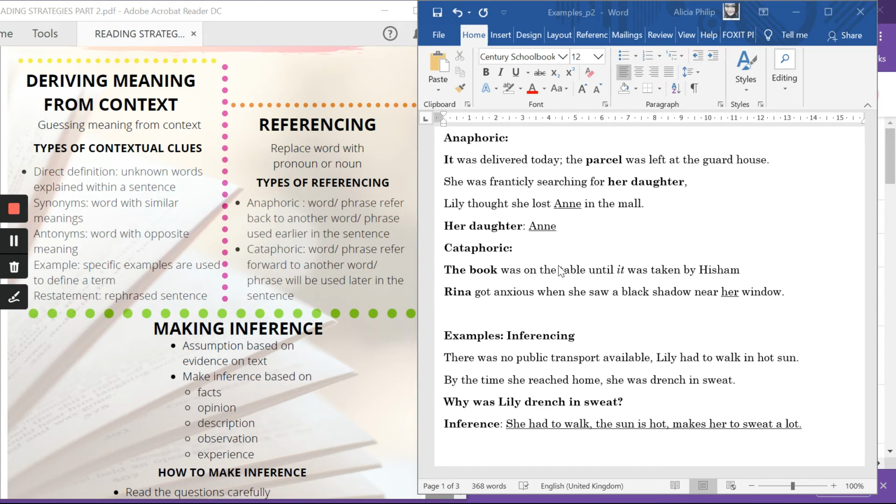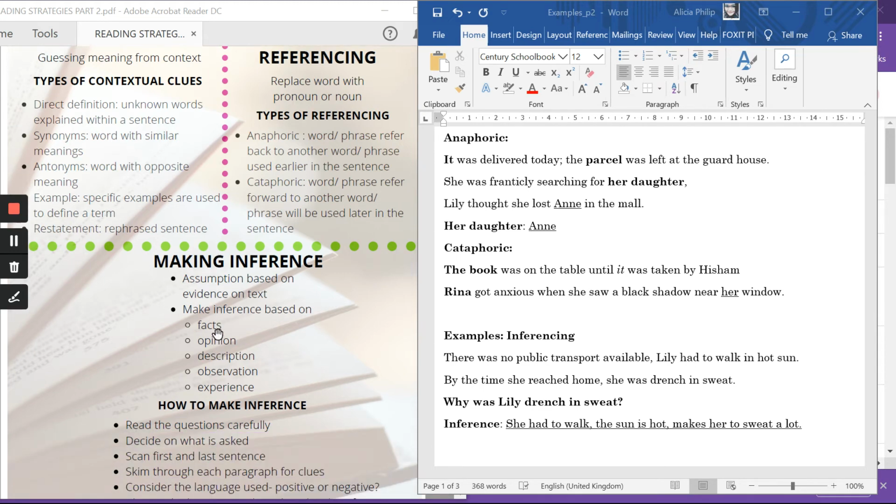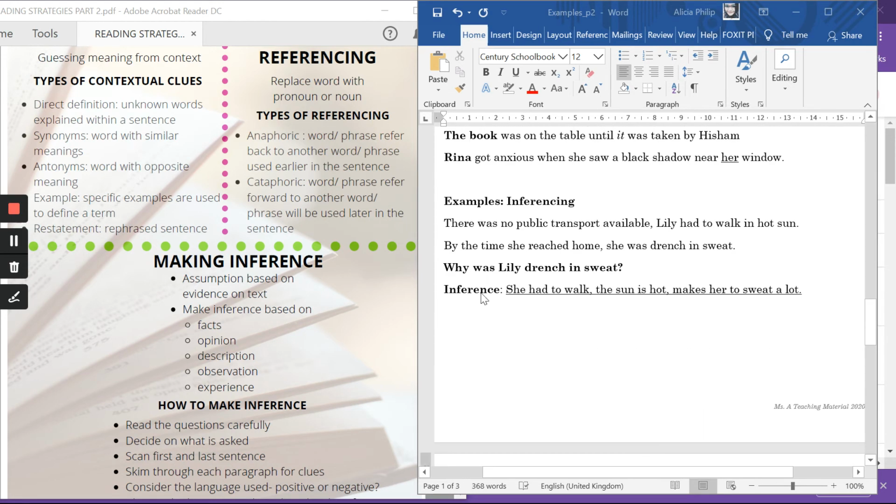Now, the next strategy would be making inferences. Making inferences is always making an assumption based on the evidence. Remember, evidence is always from the text, not your own assumption, but based on the evidence from the text itself. Okay, now let's look at the example.